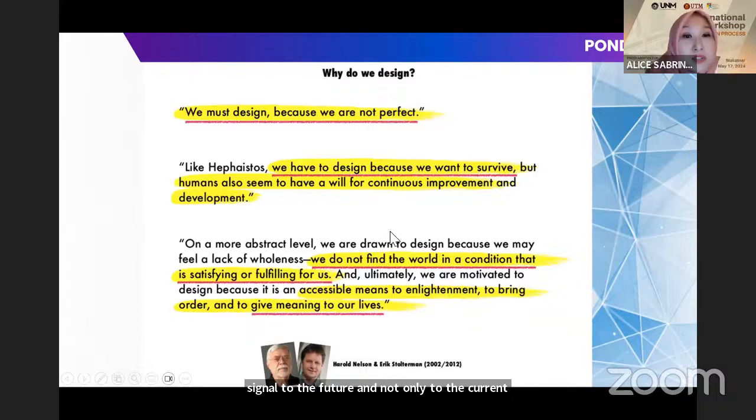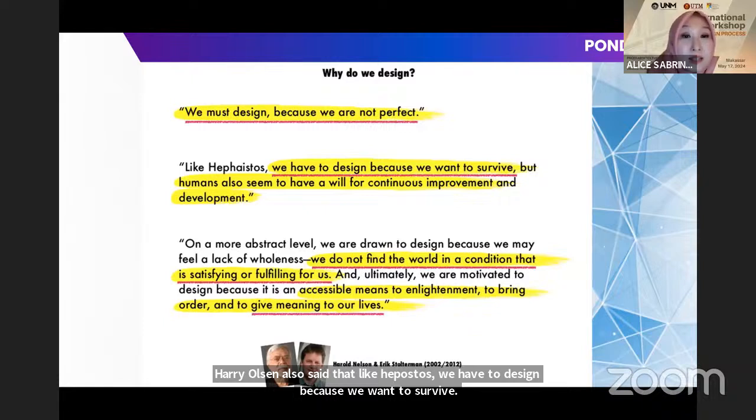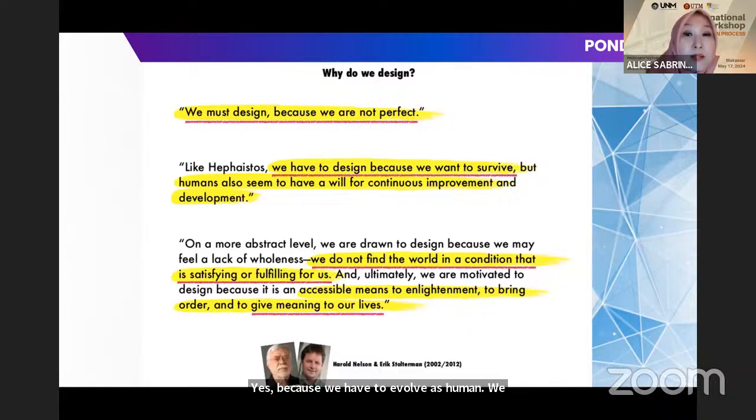Harold Nelson also said that, like Hephaestus, we have to design because we want to survive. Yes, because we have to evolve as humans. We cannot stay stagnant. If we do not find the world in a condition that is satisfying and fully fulfilling to us, design has to bring a sense of enlightenment. It has to bring a certain meaning to our lives. And we know that whenever we design, we cannot perfect it in one go. It has to go through a process of evolution.